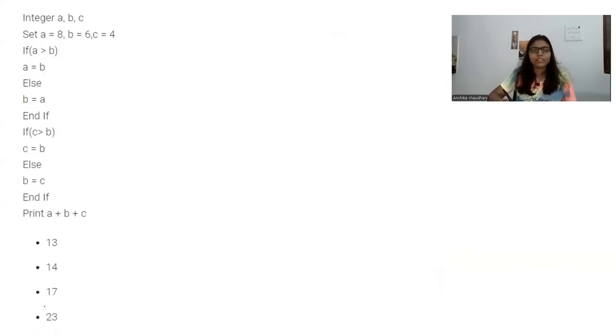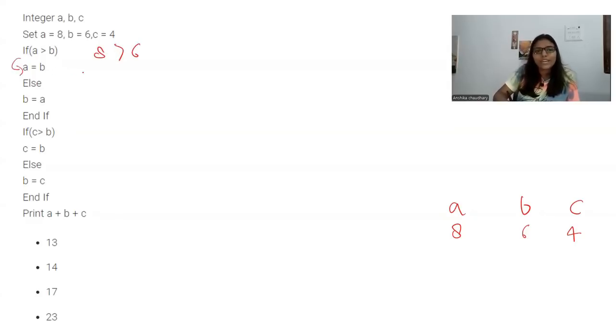All right, let's move on to the next question. We have three integers ABC. A value is 8. So I'm writing here ABC. So A value is 8 initially, B value is 6 and C value is 4. Then we have to check for a condition if A is greater than B. So 8 is greater than 6. Yes, it is. So the condition is true. Control will come here. So A assigned B.